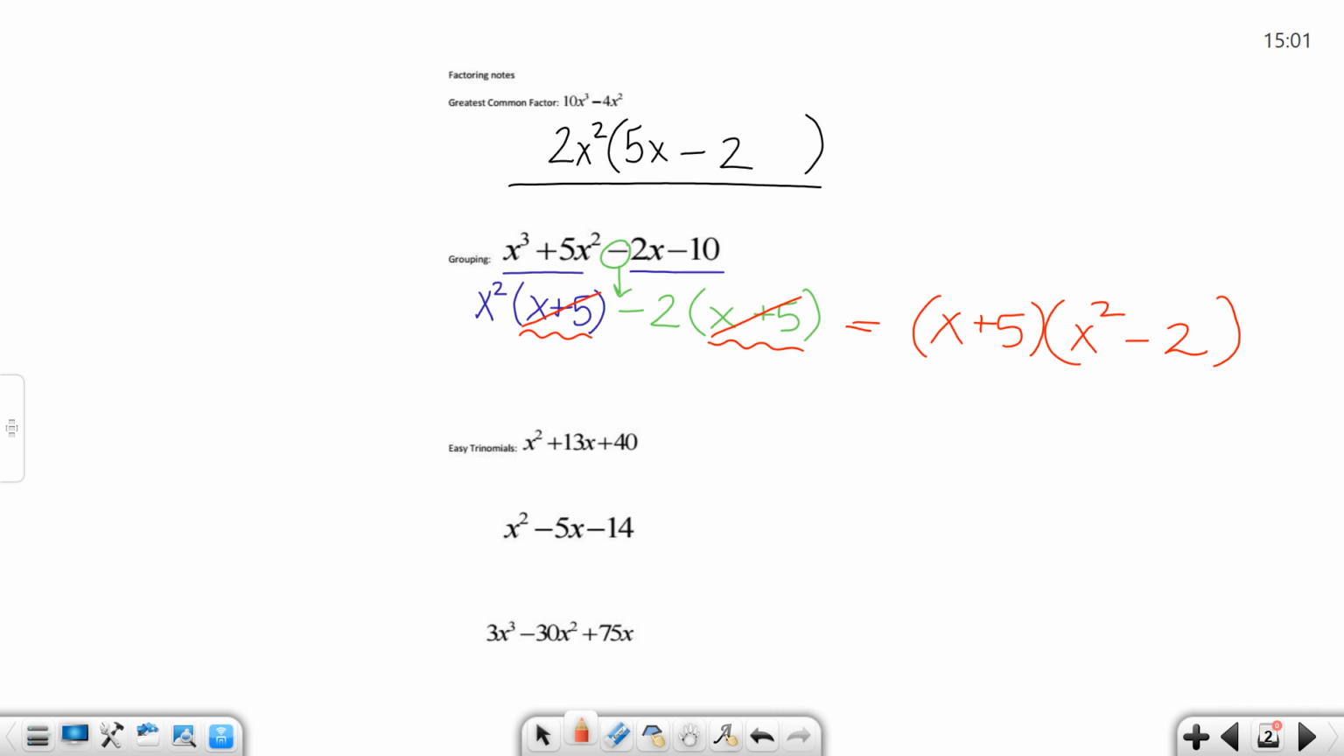Okay, the next group that you have are easy trinomials, and what's important about these are the signs. You'll see that in this one with 40, it ends with a positive, so that means the signs in parentheses are the same. The next one you'll see ends with a negative. If it ends with a negative, that means the signs in parentheses are different.